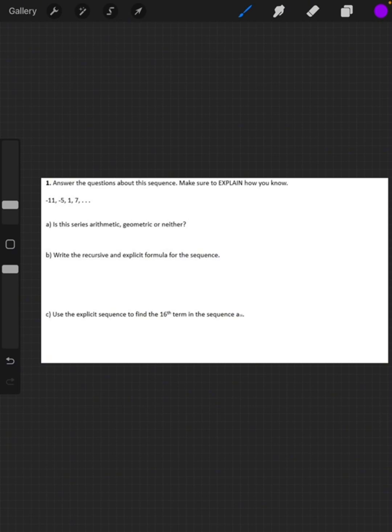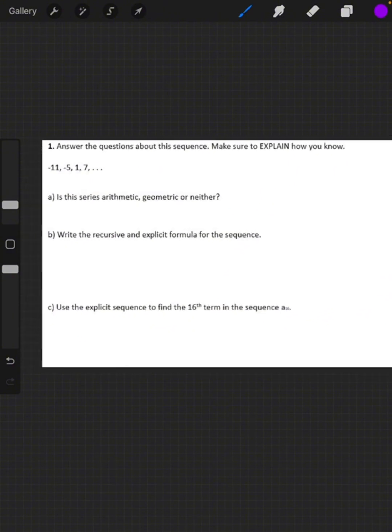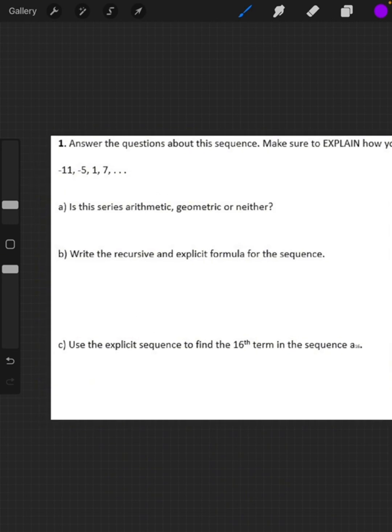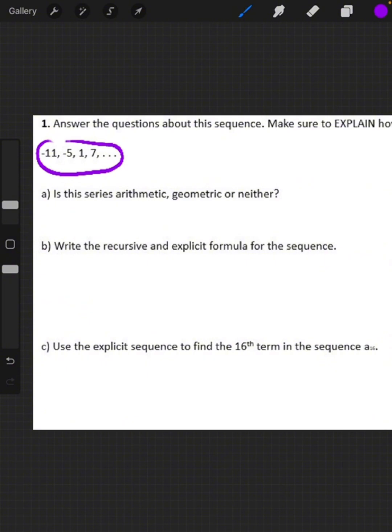Hooray. Anyways, for this first one, we're going to be doing sequences, which are all fun and dandy. I love struggling at basic math. This is the sequence right here, obviously. The first question is: is this series arithmetic, geometric, or neither?